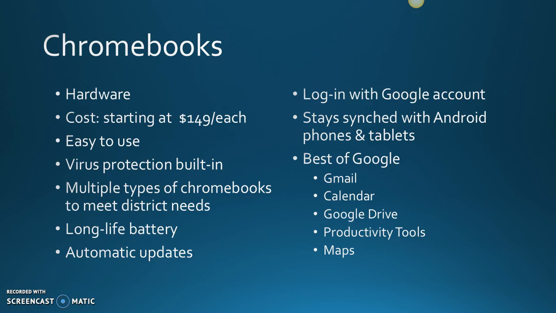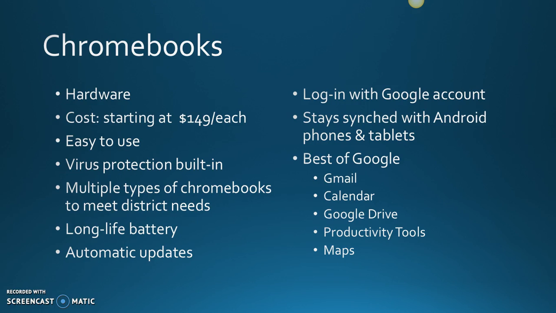Next one is Chromebooks. Now this is a hardware option. It is going to cost more money, about $150 a piece. There are multiple types of Chromebooks for you to use to meet your district's needs. You have automatic updates, built-in virus protection, very easy to use, even a faster startup time than traditional computers, long battery life. It's still going to work with Google, so if your school was a Google School and Classroom first, and then you switch to Chromebooks, it will be an easy adjustment.